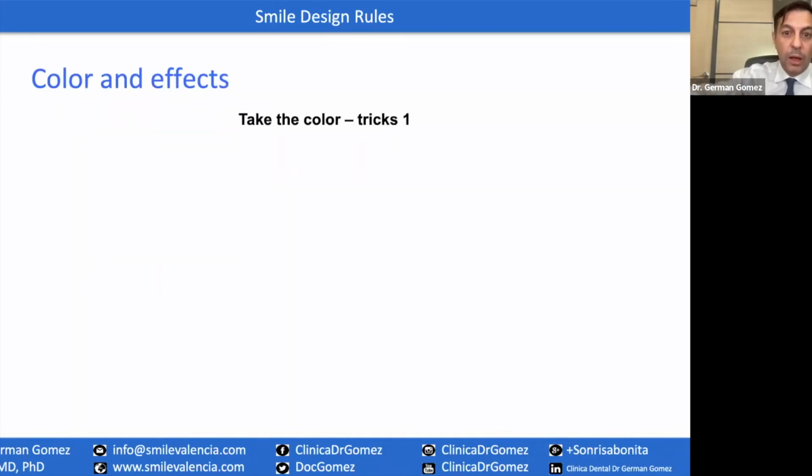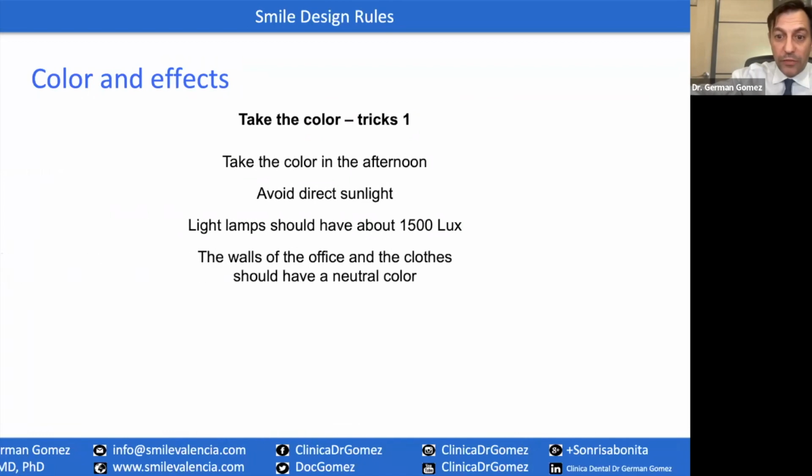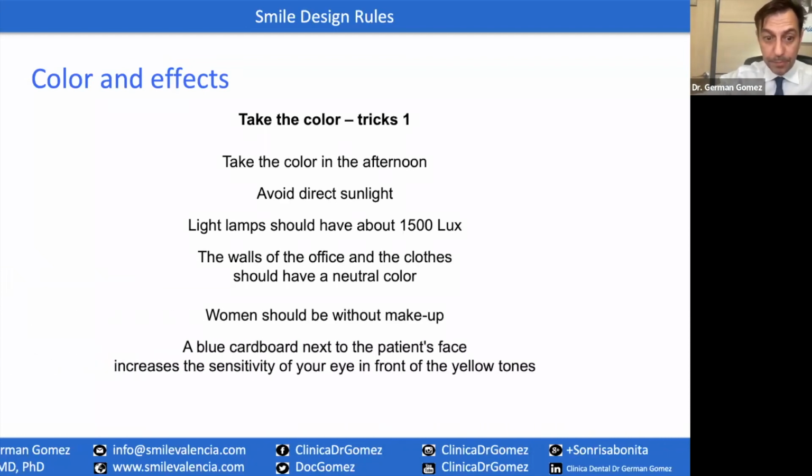Okay, how do you take the colors? There are some tricks. Take the color in the afternoon, avoid direct sunlight. The light of the lamp should have above or about 1,500 lux. The walls of the office and the clothes that you wear should have a neutral color. Women should be without makeup, and a blue cardboard next to the patient's face increases the sensitivity of your eye in front of the yellow tones.